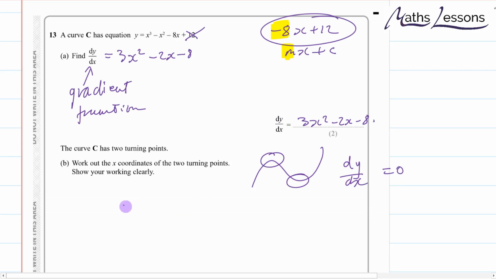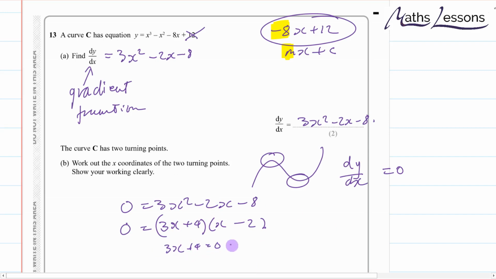So if that equals 0, 3x squared minus 2x minus 8 equals 0. So let's factorise this. Okay, and what can we see? We can see you get 3x plus 4 and x minus 2. So you've got minus 2 times the 3x gives me minus 6x, 4 times x gives me the 4x, so that gives me the minus 2x in the middle. We know we get the 3x squared, and 4 times minus 2 gives me minus 8. So therefore, let's just write it out properly, 3x plus 4 equals 0, or x minus 2 equals 0.